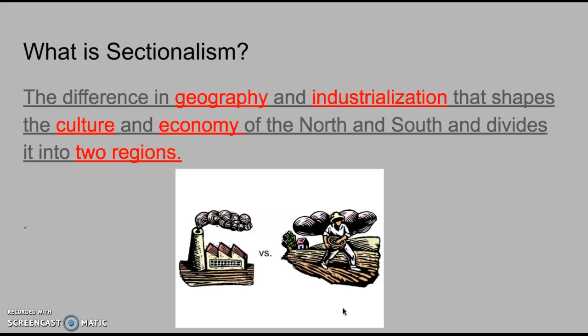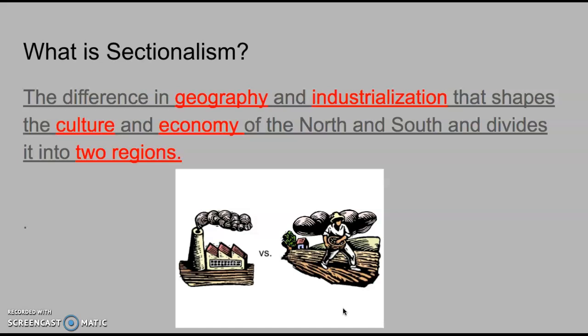So sectionalism is the difference in geography and industrialization that shapes the culture and the economy of the North and the South and divides it into two regions. This division really has been going on since the settlement of Jamestown and the Plymouth colonies. They've settled for different reasons based on geography and climate.